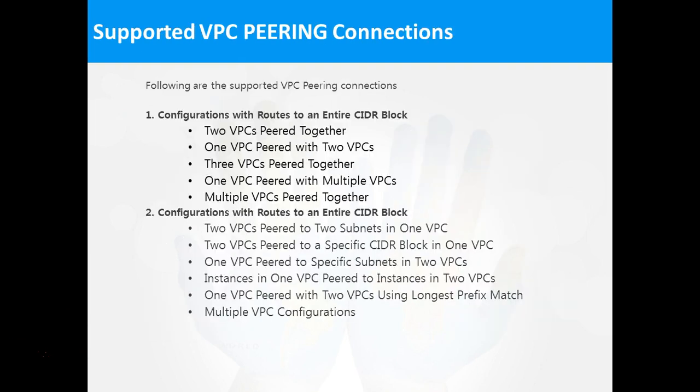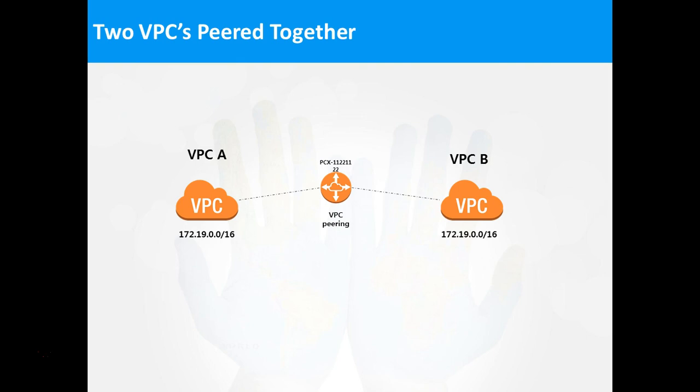This slide shows the supported VPC peering connections. Let us see one by one. So this shows an architecture of two VPCs that are peered together. You can see VPC A is peered with VPC B. This is the symbol for VPC peering.